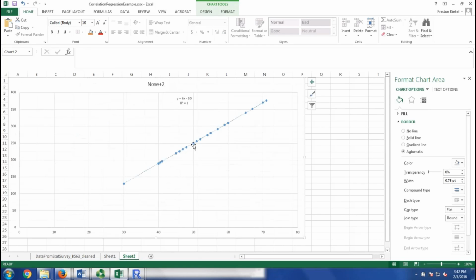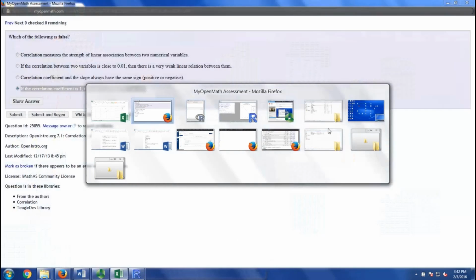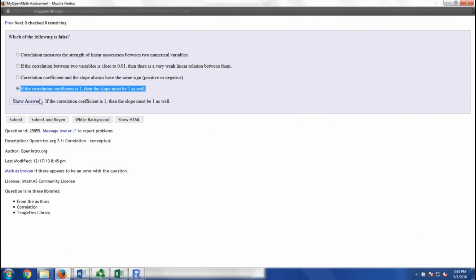So the correlation is perfect. R is equal to 1. And yet the slope of the regression line, as we can see, is 6. That's because I multiplied the variable times 6. So the slope of the regression line will always have the same sign as the correlation coefficient, but it will not always be the same number. In fact, generally it is not. So the only option here that is false is if the correlation coefficient is 1, then the slope must be 1 as well. All the other statements are true by definition of correlation.